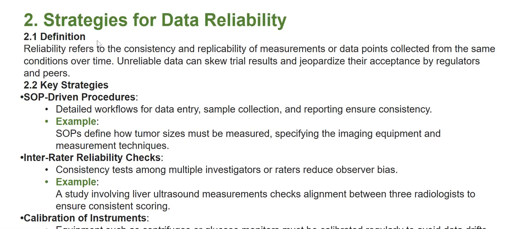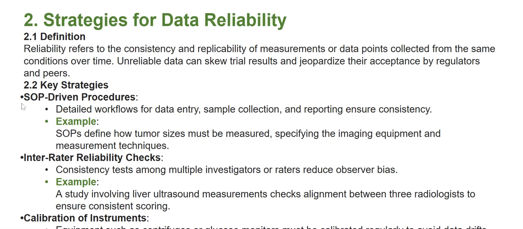Strategies for data reliability. Definition: reliability refers to the consistency and replicability of measurements or data points collected under the same conditions over time. Unreliable data can skew trial results and jeopardize their acceptance by regulators and peers.